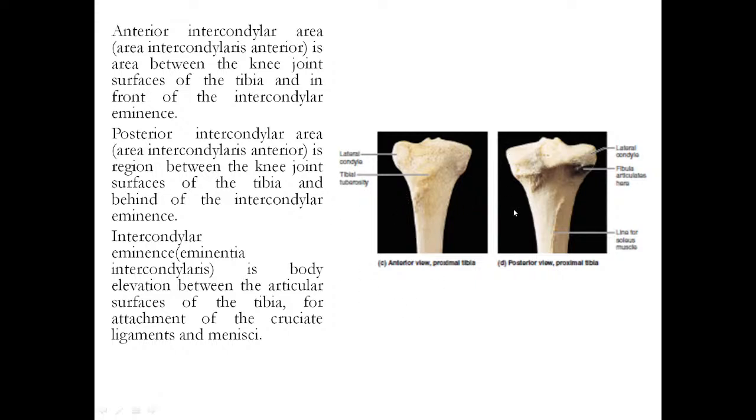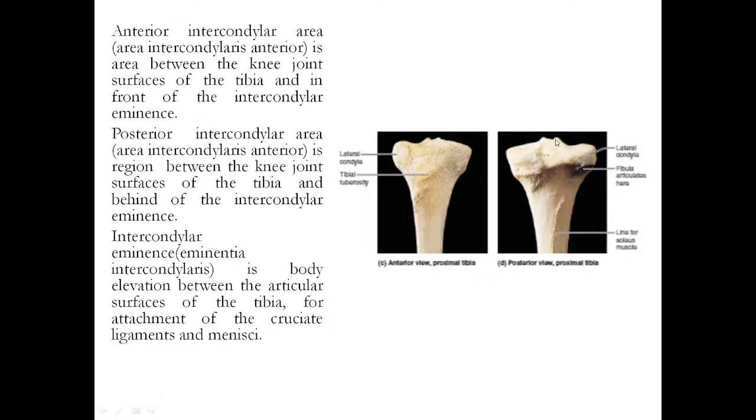Between condylus medialis and condylus lateralis are located two areas: the anterior intercondylar area, area intercondylaris anterior, and the posterior area intercondylaris. Sorry, the first one is the anterior area intercondylaris; the mistake was in what I said after it, the second is posterior.